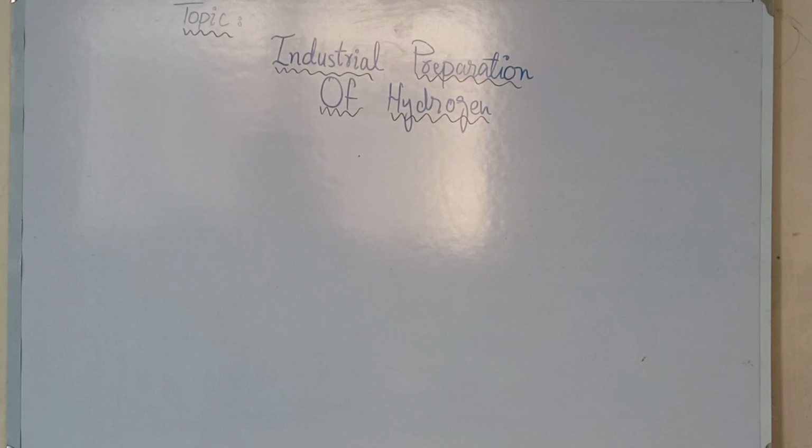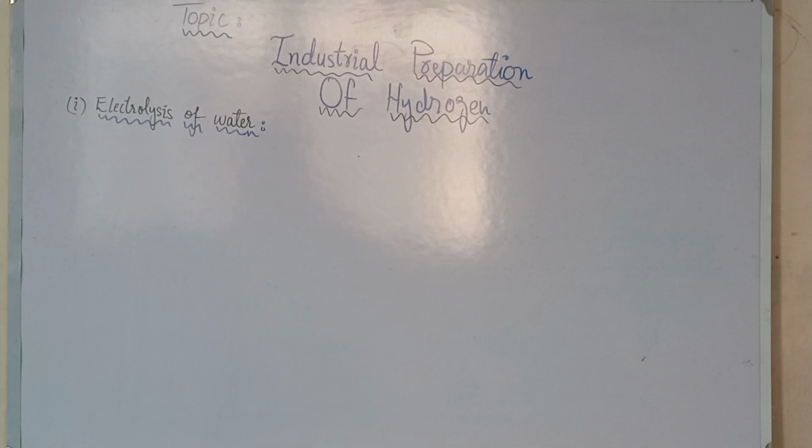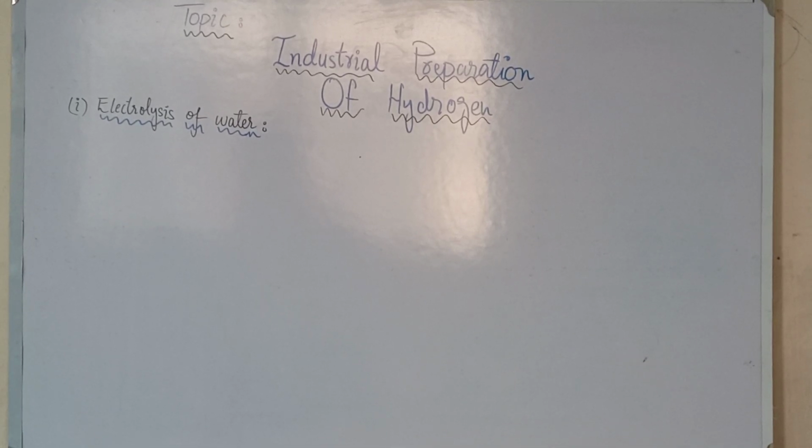So the first one is electrolysis of water. When electricity is passed through water containing a small quantity of an electrolyte, water decomposes into hydrogen and oxygen. Hydrogen collects at the cathode and oxygen gas is collected at the anode, which is a byproduct.